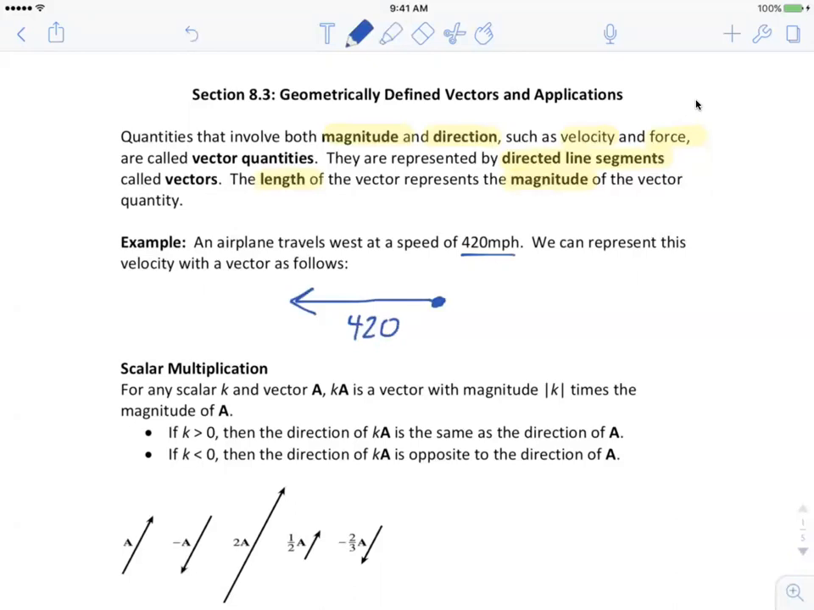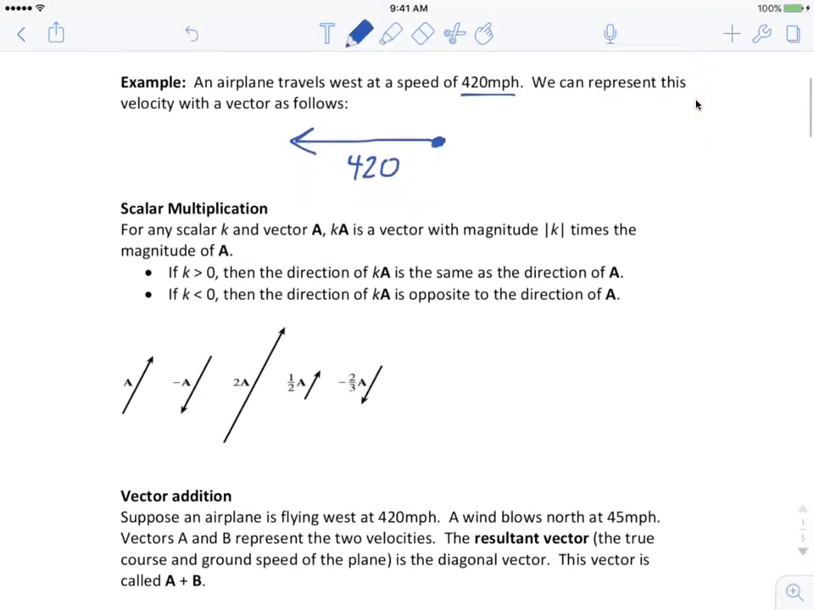Now, what can you do with vectors? You can multiply them by scalars, and then you can add them and subtract them. So we'll look at some of the basics of that right now. Scalar multiplication means you're going to take a vector. Let's call our vector, for example, A, and we're going to multiply it by a scalar K.